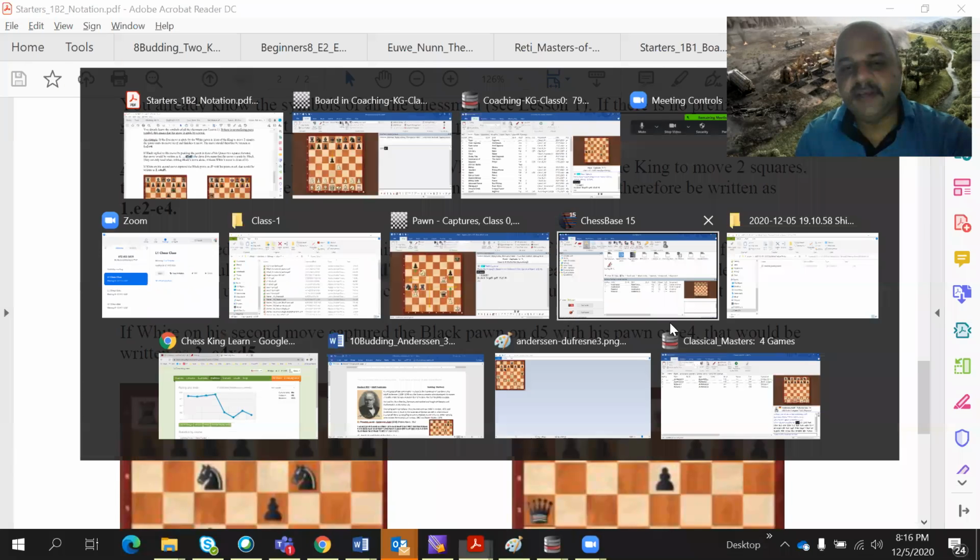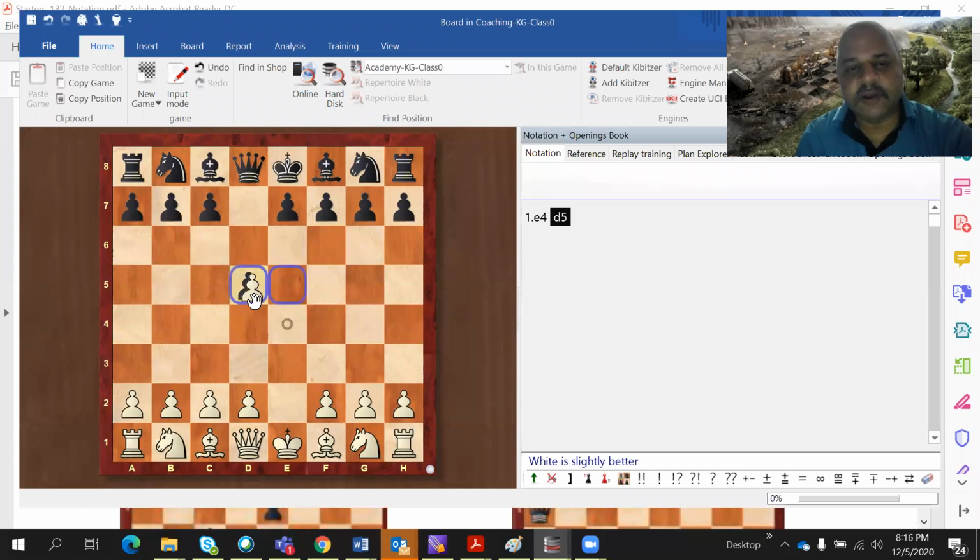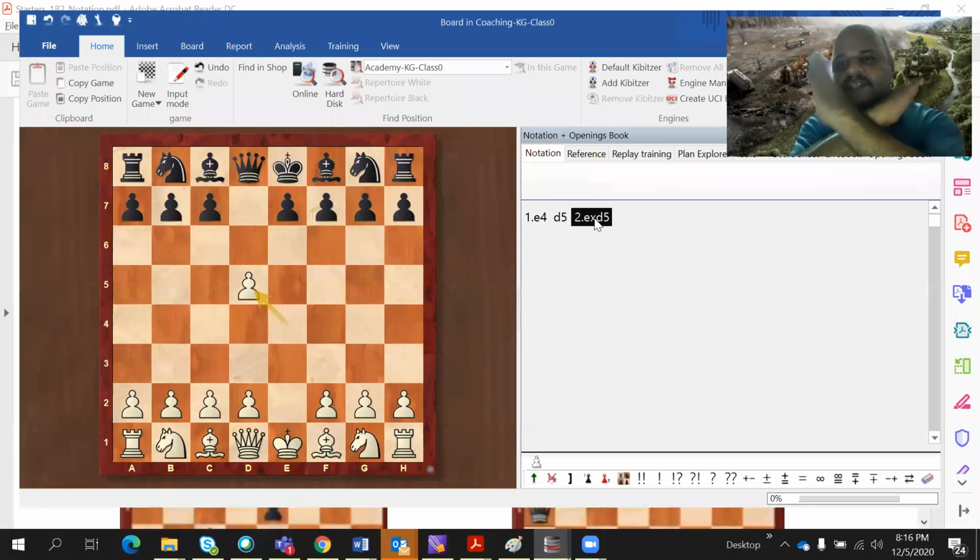Now if you take the pawn, it is called E crosses. Crosses is like crossing the swords, right? That's how you fight and kill. So that's why the symbol is X.